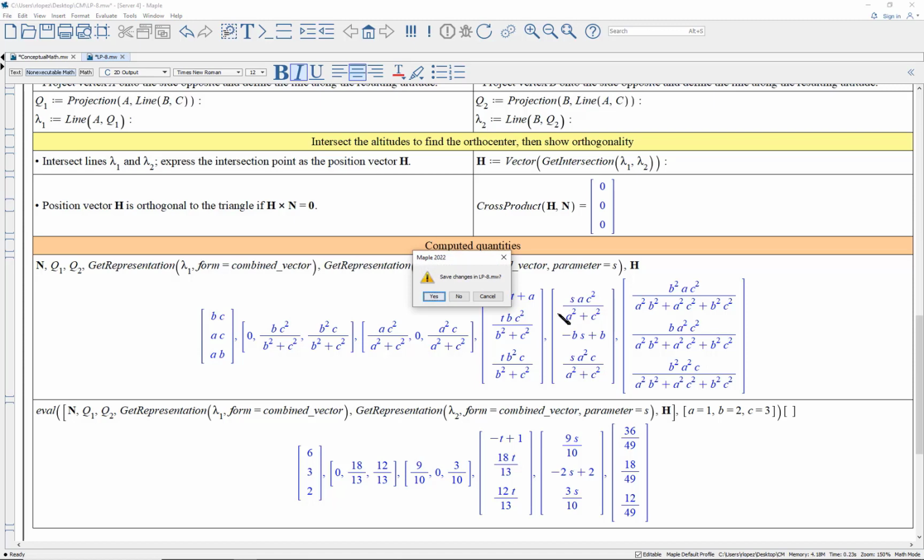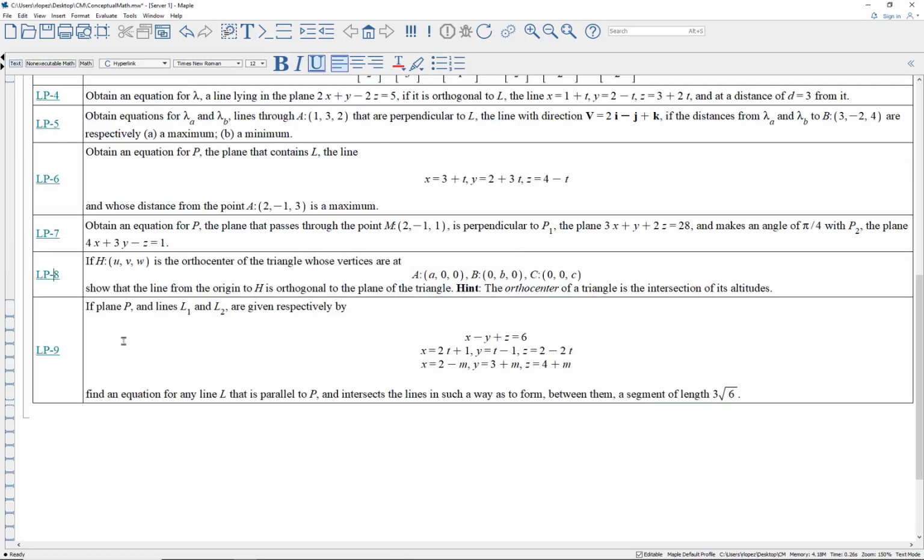And finally, let's take a look at problem 9. We have a plane and 2 lines, and here they're given. We're looking for the equation of a line L parallel to the plane, but intersecting these 2 lines in such a way as to form between them a segment of a certain length. Even now when I read that, I have to coerce my imagination to visualize what they are talking about here. So let's see if we can think this out and then implement the solution in Maple.